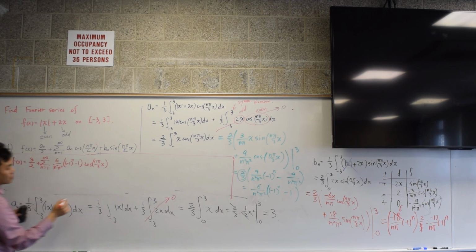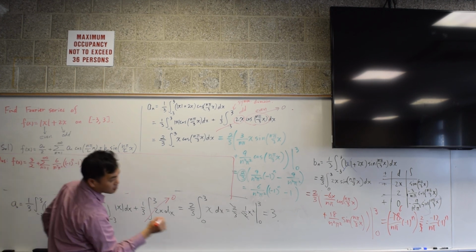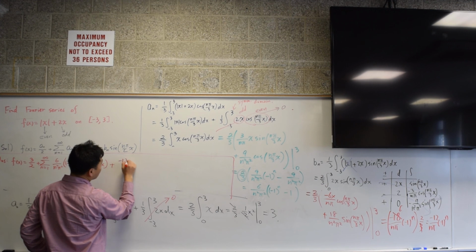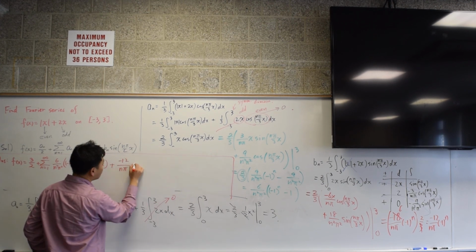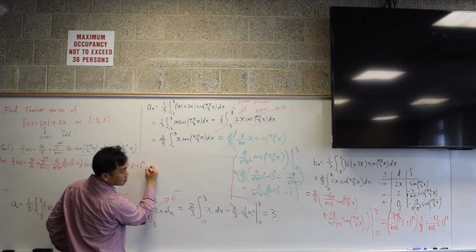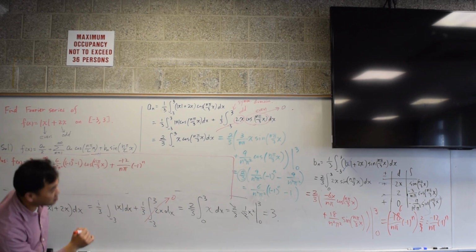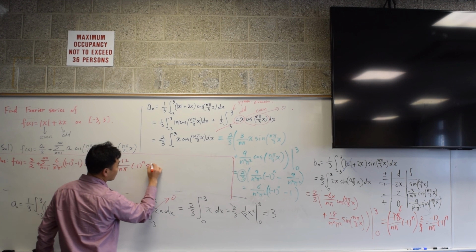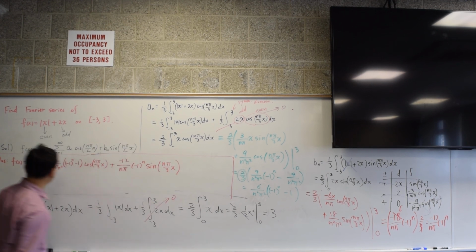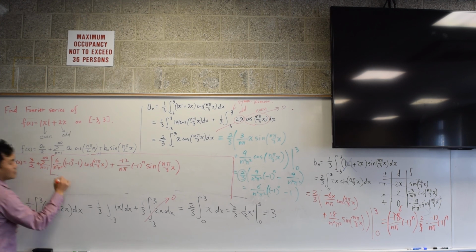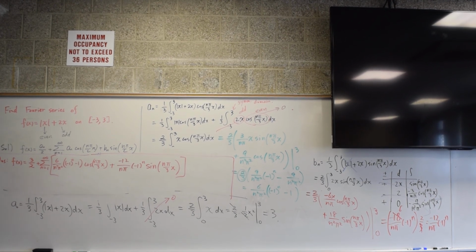Now for sine, what did we get? We got negative 12 over n pi, negative 1 to the nth power. That's the Bn, so I attach it to sine n pi over 3 x. And this, if you draw the graph of the right side and compare it to this function, you'll see that they are exactly the same. So that's the answer.